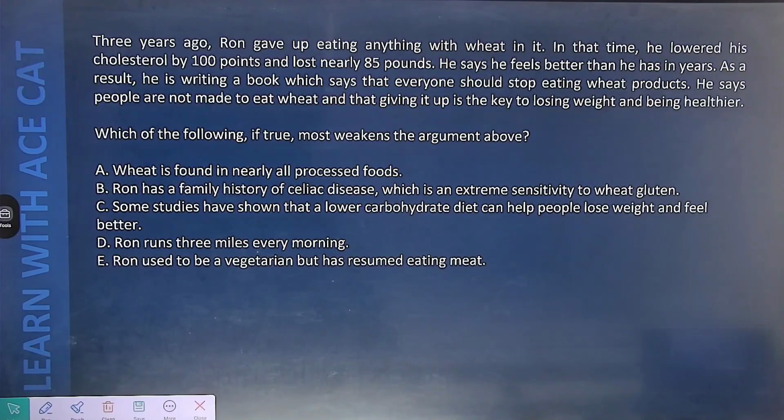चलिए स्टूडेंट्स, कमिंग ऑन, वन मोर क्वेश्चन. Now which of the following, if true, most weakens the argument above? Okay, चलिए, I think this question is not so tough. Three years ago, Ron gave up eating anything with wheat in it. In that time, he lowered his cholesterol by 100 points and lost nearly 85 pounds. He says he feels better than he has in years. As a result, he is writing a book which says that everyone should stop eating wheat products. He says people are not made to eat wheat and that giving it up is the key to losing weight and being healthier.